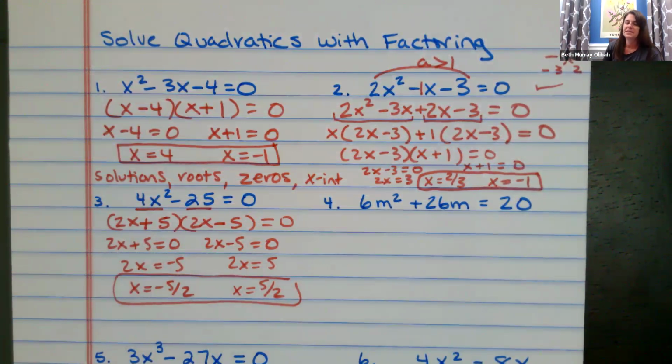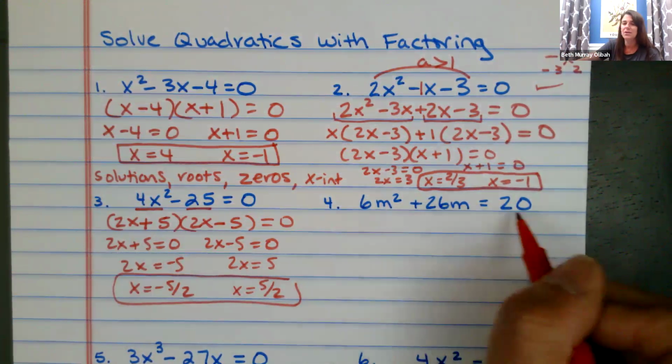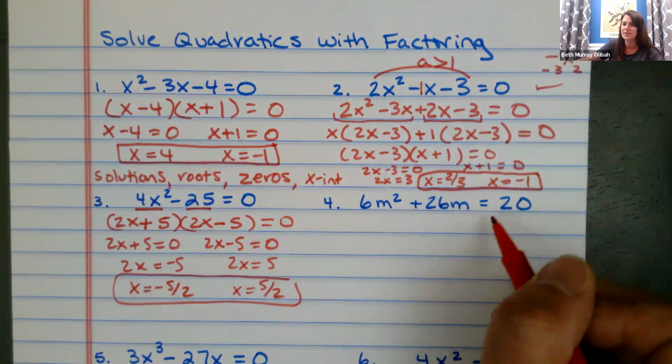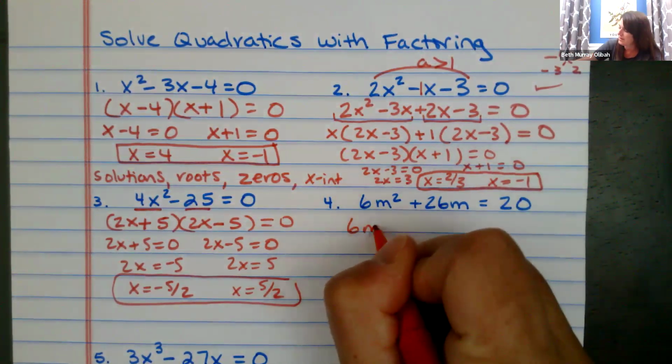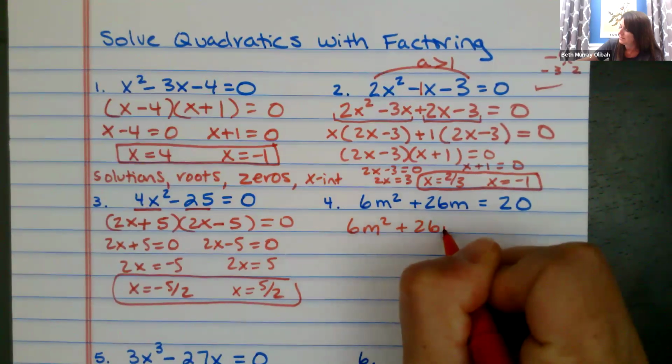Number 4, step 1, this one finally does not look the way we need it to start factoring. So I need to get this 20 to come over. So I'm going to subtract the 20. That's step 1.